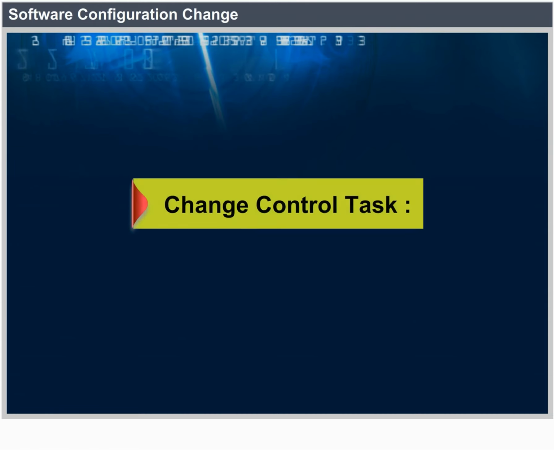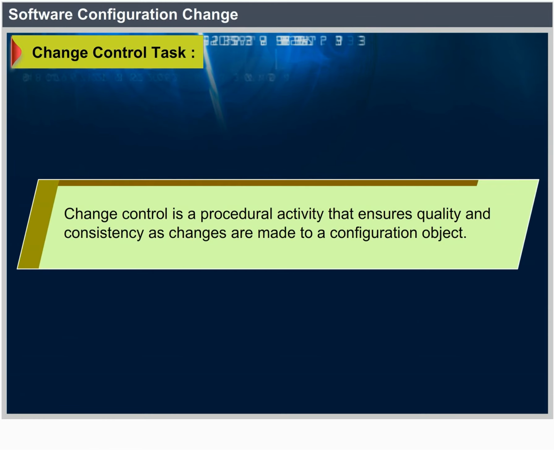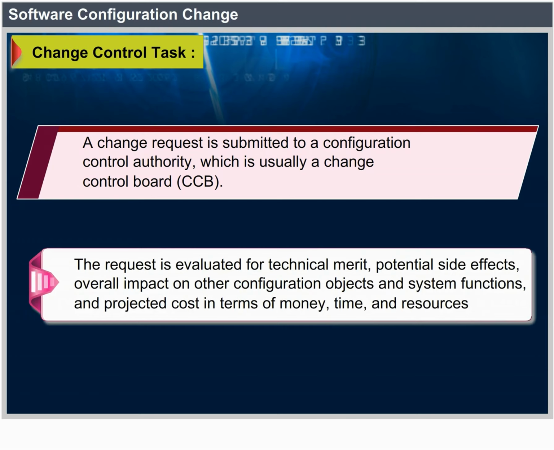Change control is a procedural activity that ensures quality and consistency as changes are made to a configuration object. A change request is submitted to a configuration control authority, which is usually a change control board. The request is evaluated for technical merit, potential side effects, overall impact on other configuration objects and system functions, and projected cost in terms of money, time, and resources.